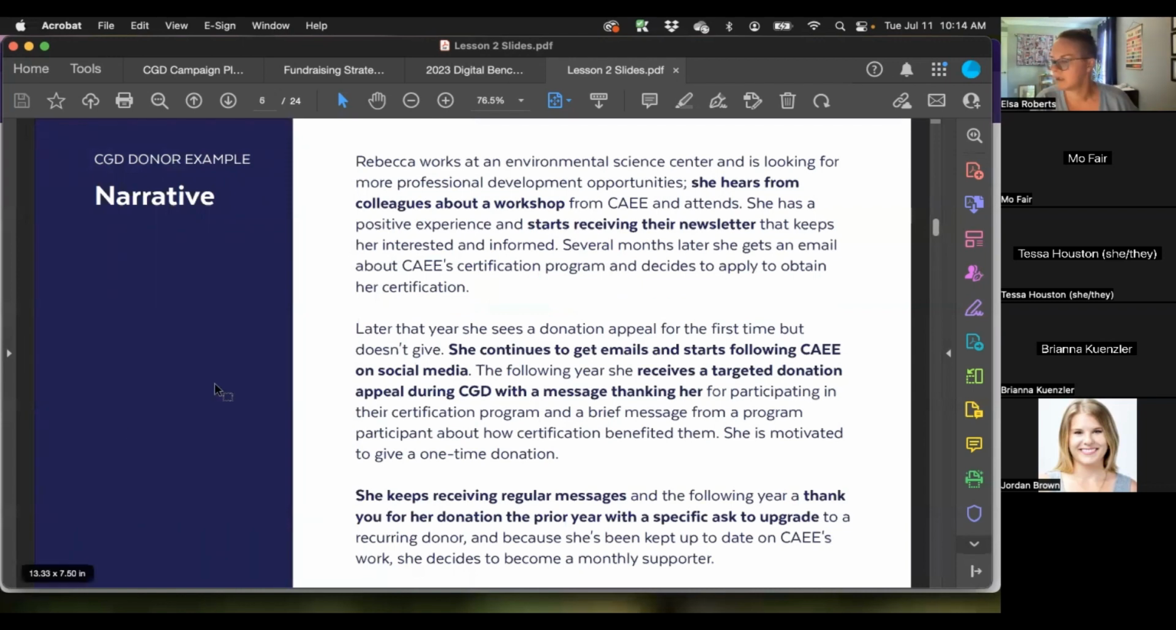Let me see. Key metrics, data points. Sorry, I'm looking at I have two outlines here. Trying to make sure I'm on track.